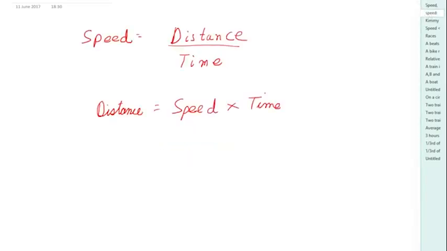So this is pretty basic stuff. Speed is equal to distance by time. I think most of you know the formula. Distance is equal to speed into time. We won't spend time on this. You probably know this, right? So let's move on.